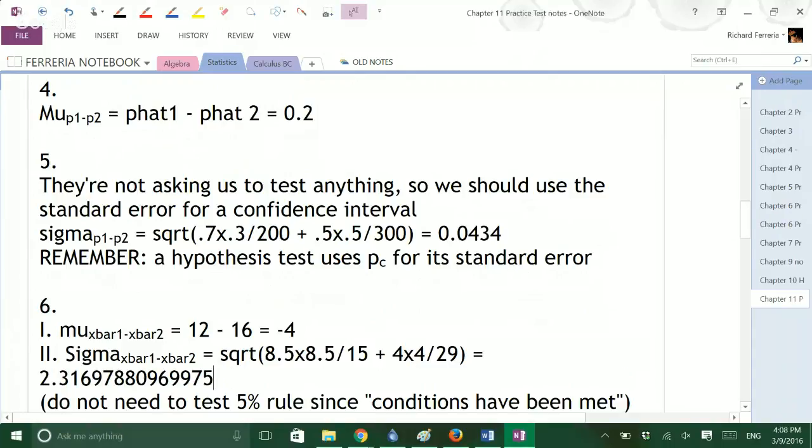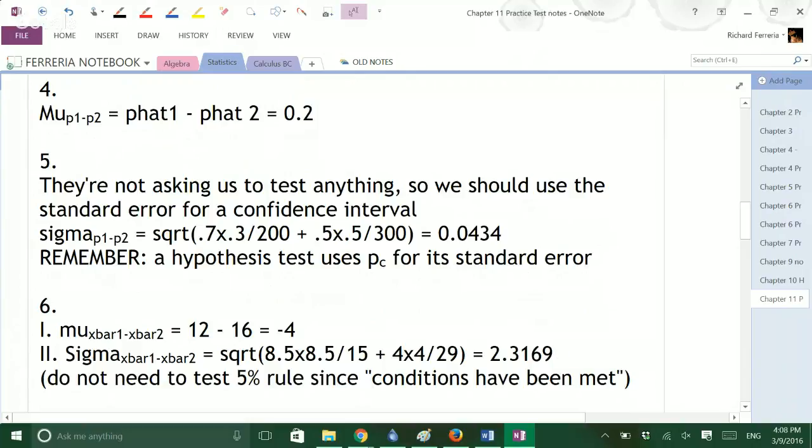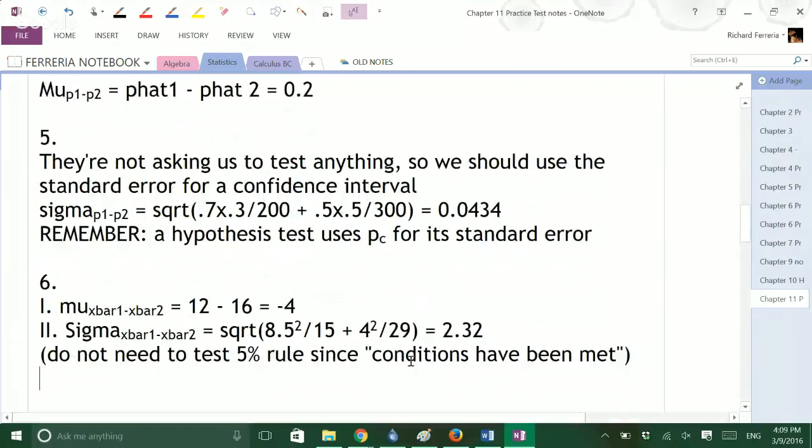There we go. 2.32. I wish this did squares. That'd be really nice. Three.